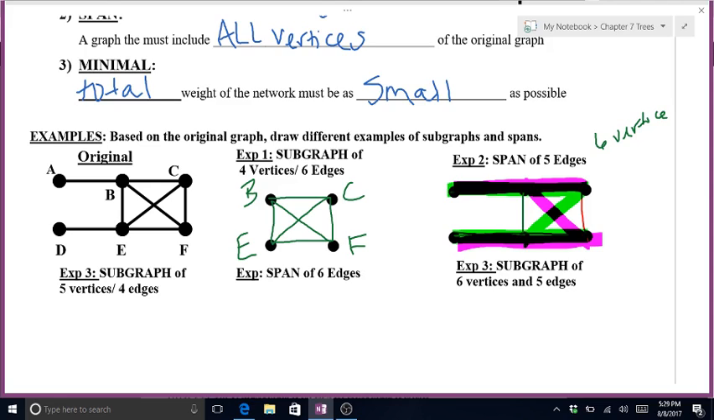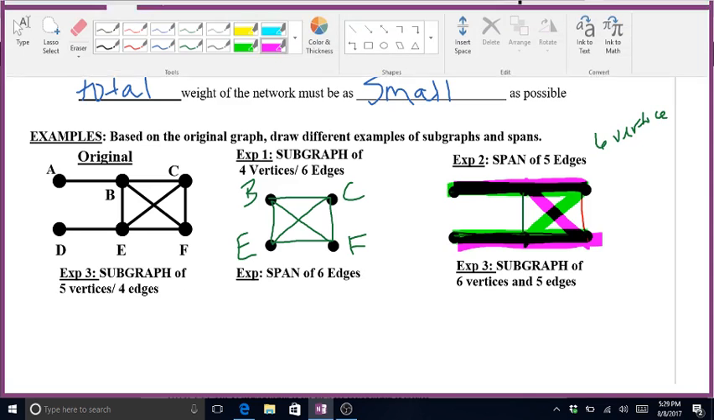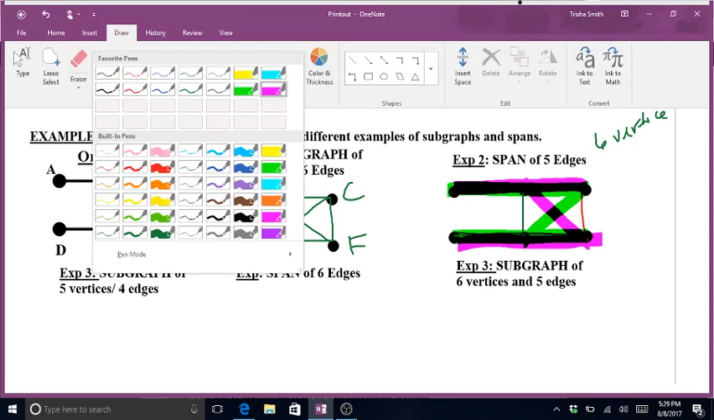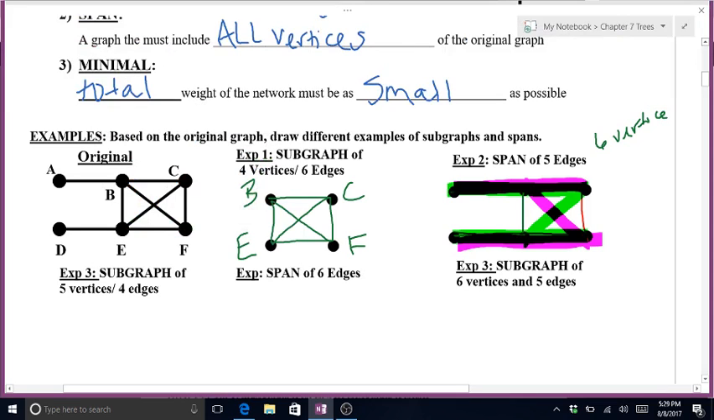All right. Example 3. We want a subgraph that has 5 vertices, and we only need to connect them using 4 edges. You can pick any 5 vertices you want. Okay, let me get a black marker here. So I'm going to do A, B, D, E, and F. I'm going to leave out C.